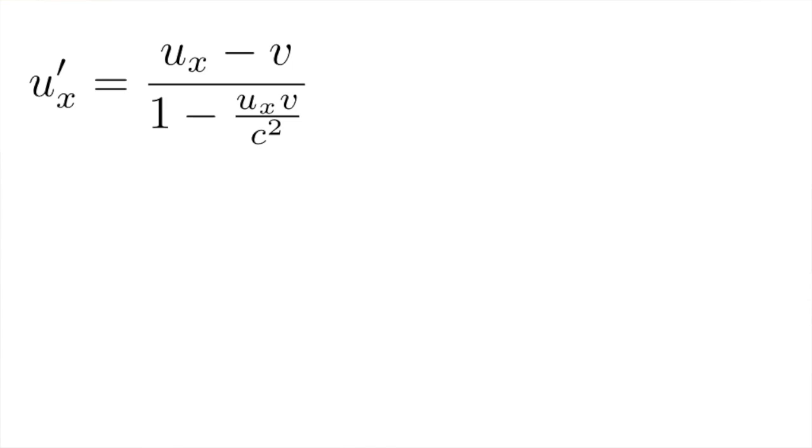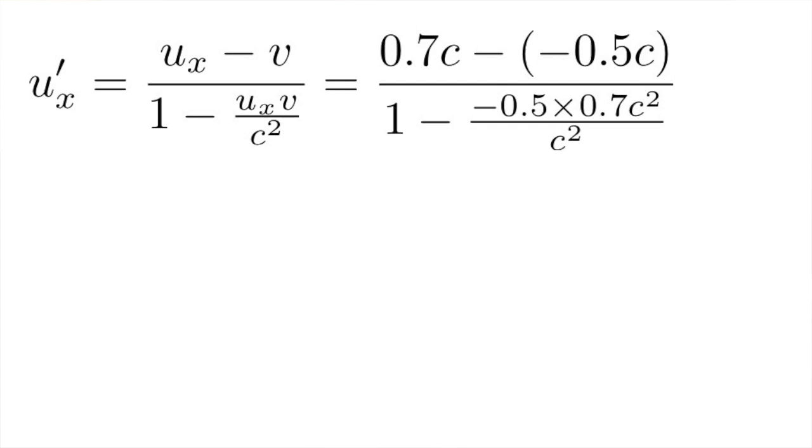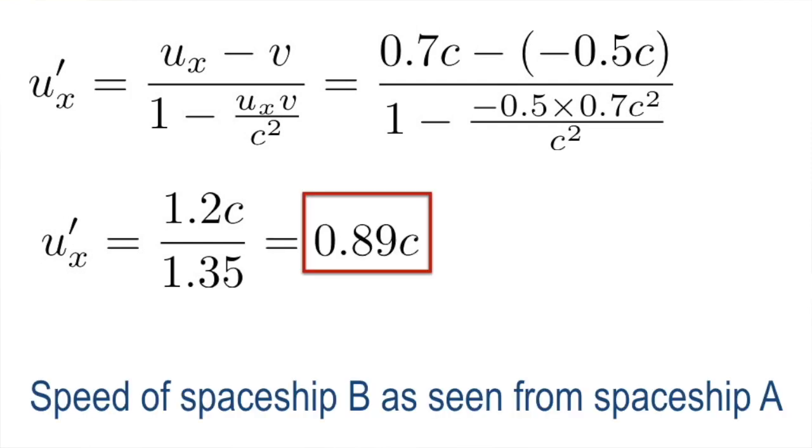So we start using the equation of transformation of the velocities. That's the general expression that we found. Now we will rewrite that in terms of what we just found. That gives us a velocity of 1.2 c over 1.35, which is just 0.89 c. So that's the speed of spaceship B as seen from spaceship A.